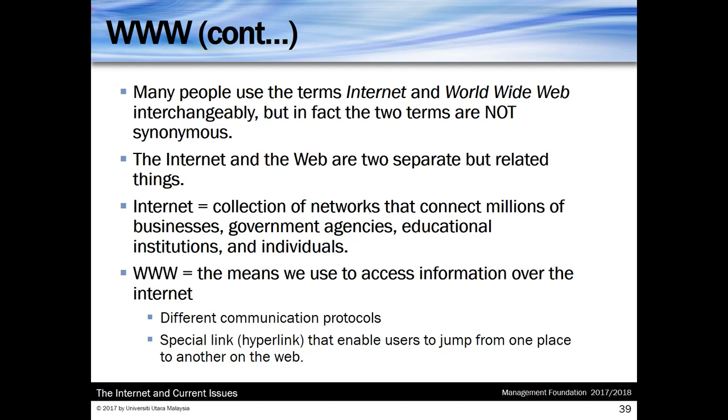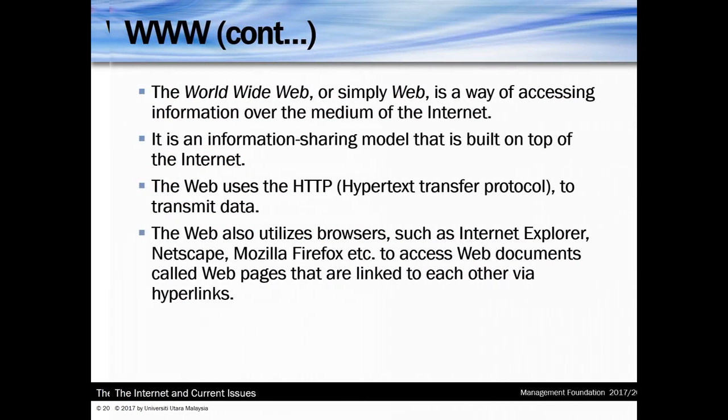The Internet is a collection of networks that connects millions of businesses, government agencies, educational institutions and individuals using the TCP/IP protocol. The WWW is the means that we use to access information over the internet. So it uses a different communication protocol, and it contains special links, which are hyperlinks, that enable users to jump from one place to another on the web.